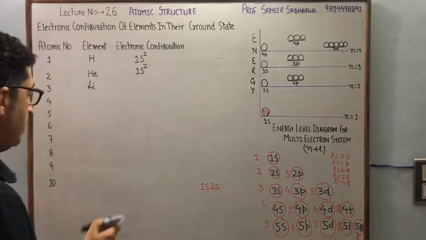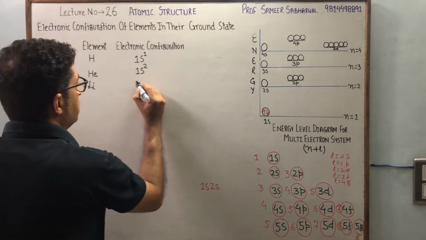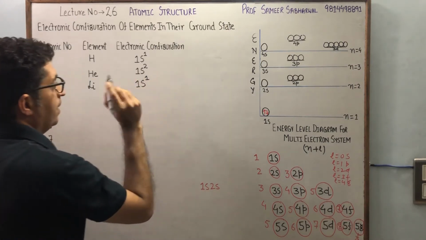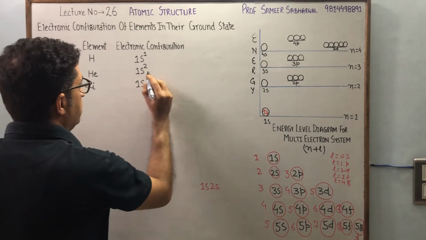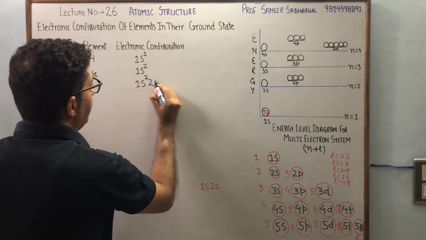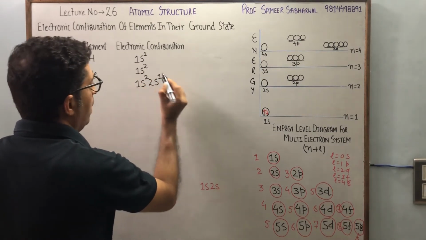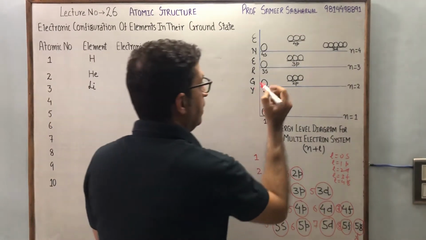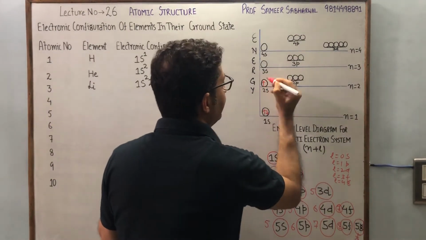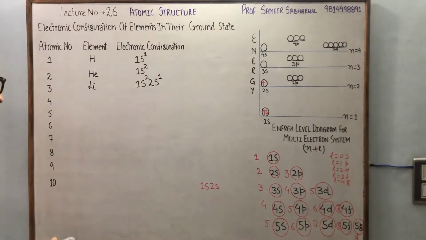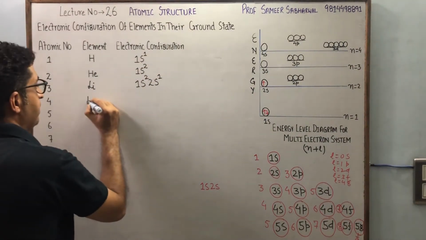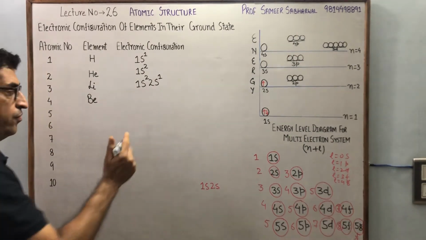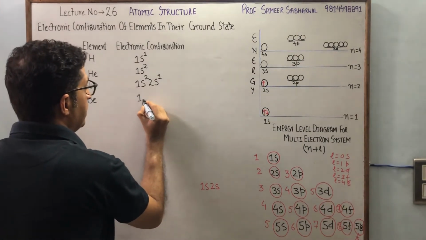So for lithium, the configuration comes out to be 1s2, 2s1. Very simple. So I shift the third electron here with the clockwise spin. Then beryllium, now the number is 4. Again, very easy.